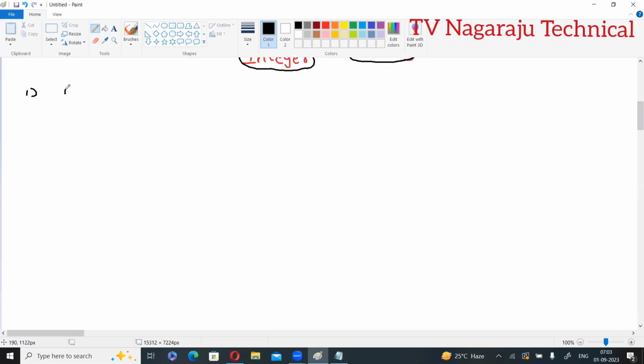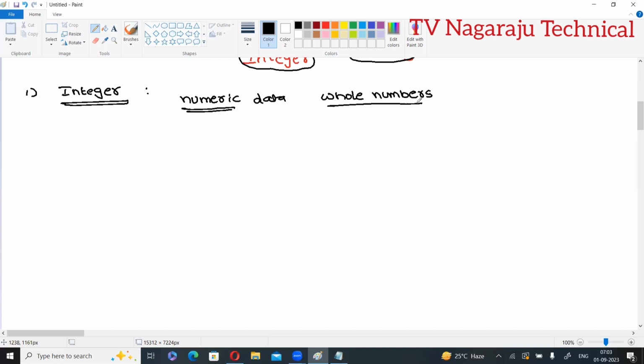What is the first one? Integer data type. Integer is simply the numeric data, and the integer is used to represent whole numbers. Remember, that means the numbers without decimal points. The numbers without decimal points are called integer data types.